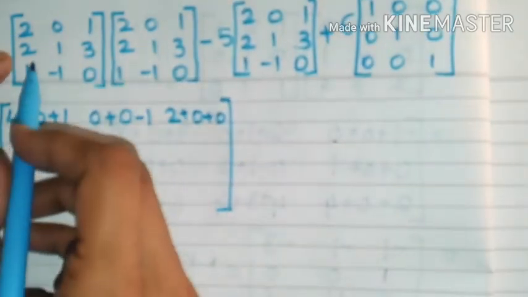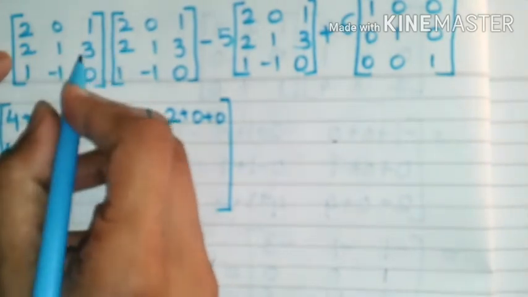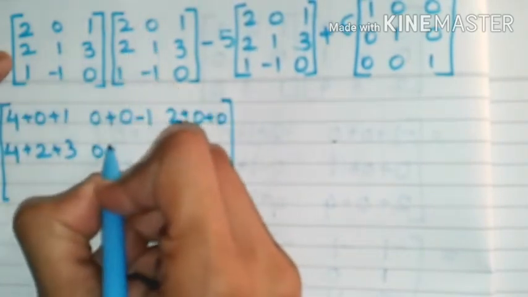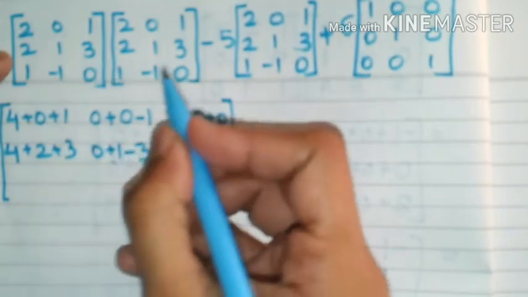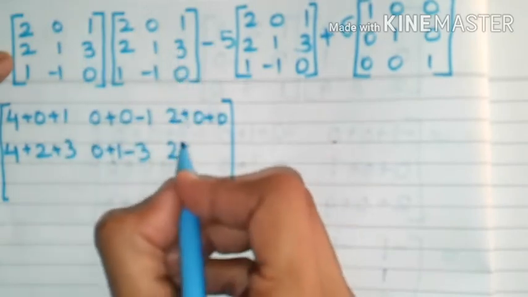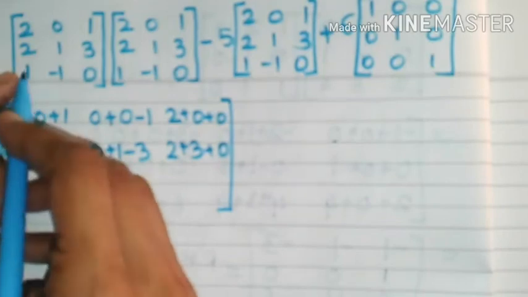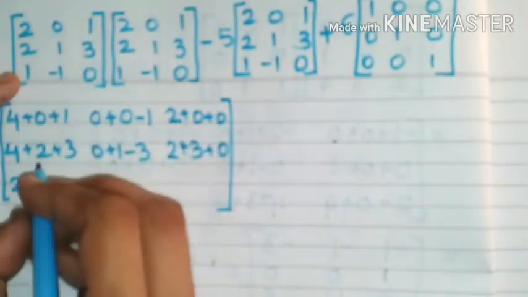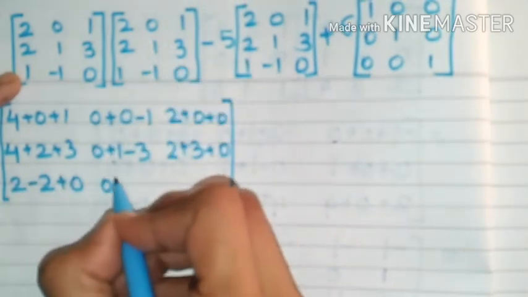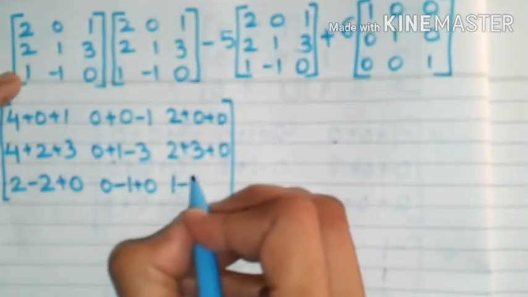Now let's go to the second row. That will be 2 multiplied by 2, which is 4, plus 1 into 2, 2, 3 into 1, 3. Now the second row, second column, this will be 0, plus 1, and this will be minus 3. Second row, third column, 2 multiplied by 1, 2, plus 1 into 3, plus 3 into 0. Now let's come to the third row. 1 multiplied by 2, 1 into minus 1 into 2, which is minus 2, and this will be 0. This will be 0 minus 1 plus 0. Now the third row, third column will be 1 minus 3 plus 0.